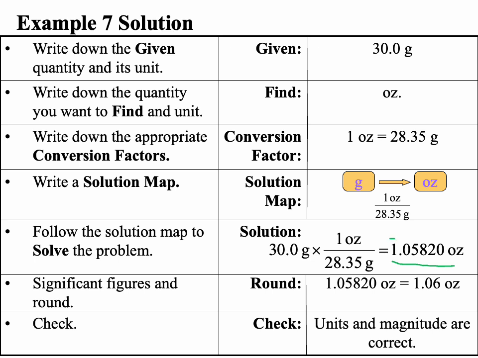Now this was 3 sig figs, 1, 2, 3. My number should end right here. Following digit is 8, which means I will round the number up. It will become 1.06 ounces.